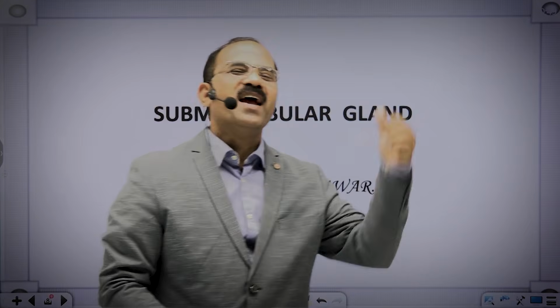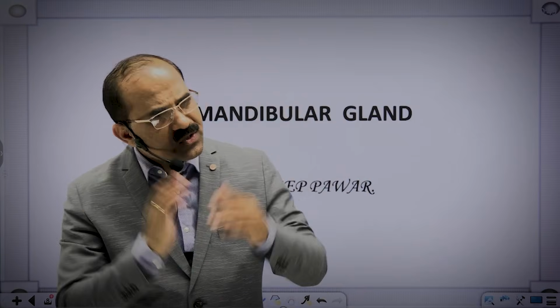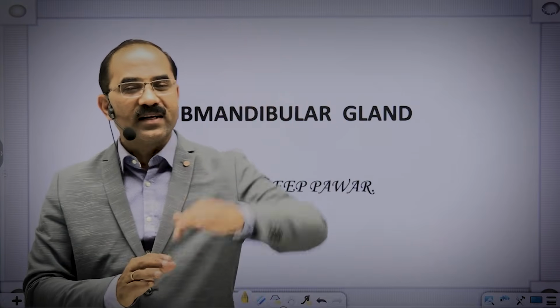So hello students, coming to the last gland, we have seen the parotid gland, we have seen the thyroid gland, and now coming to the submandibular gland. A slightly complicated structure, the submandibular gland. Just try to understand this. The submandibular gland is in the form of a C-shaped structure, C-shaped.